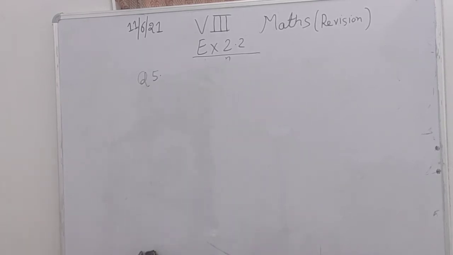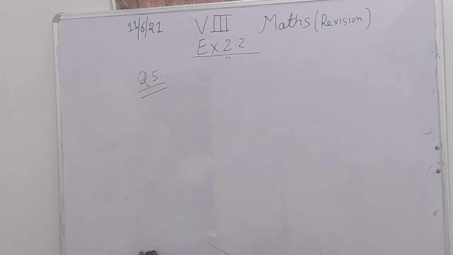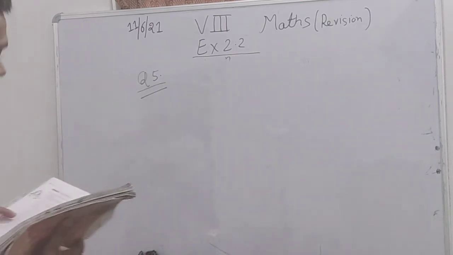is question number 5. What is question number 5? The two numbers are in the ratio 5:3. If they differ by 18, what are the numbers?